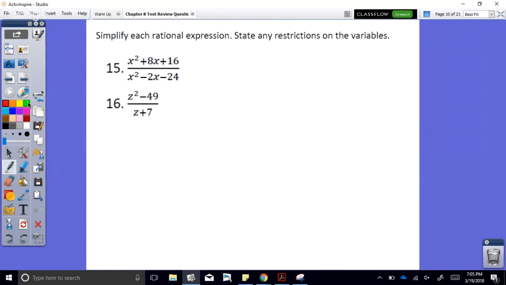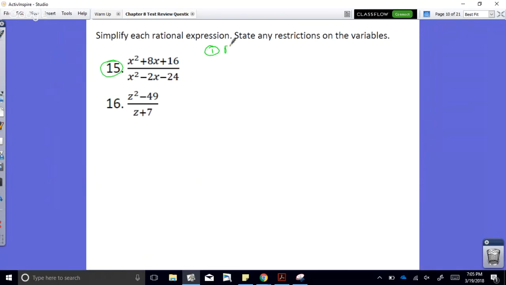So now we get to the simplify. Okay, the first step in most of these problems is going to be to factor. The first thing I'm going to do here is factor the numerator and the denominator. Factors of 16 that sum to give me 8. Well, that is x plus 4 and x plus 4. Factors of 24 that subtract to give us 2. Well, this time it is 6 and 4. And since it's a negative 2, the bigger of these two numbers has to be negative. So negative 6, positive 4.